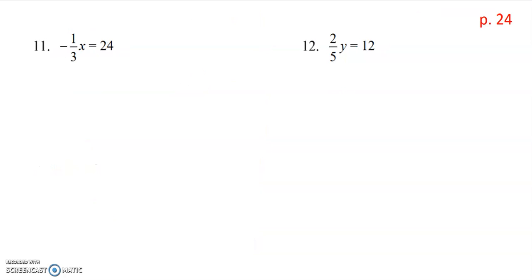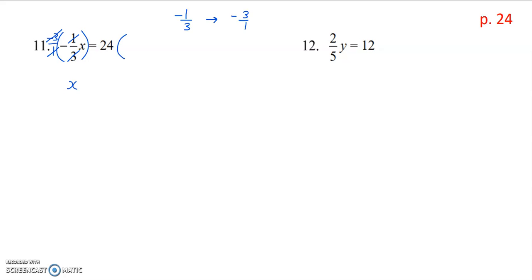11 and 12 help you practice the idea of that reciprocal. So we have negative 1/3 times x is equal to 24. Well, the reciprocal of negative 1/3 is negative 3 over 1. So we can multiply by the reciprocal, and what that does is cancels out everything. We can see that this cancels the 3, and the 1s cancel as well, and the negatives cancel each other, leaving us with positive x.